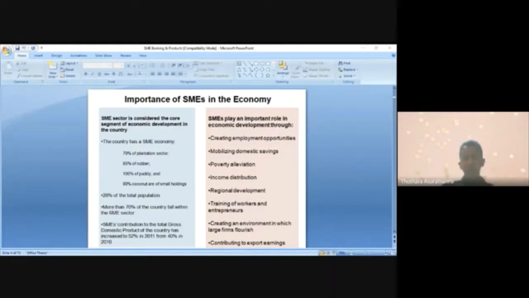Creating an environment in which large firms flourish. As I think Ravindu suggested, the large corporates benefit from these SMEs because they can survive and flourish based on SME performance. Otherwise, they also can't survive, right? Because in order to do their business, they want supplies and inputs from SMEs.